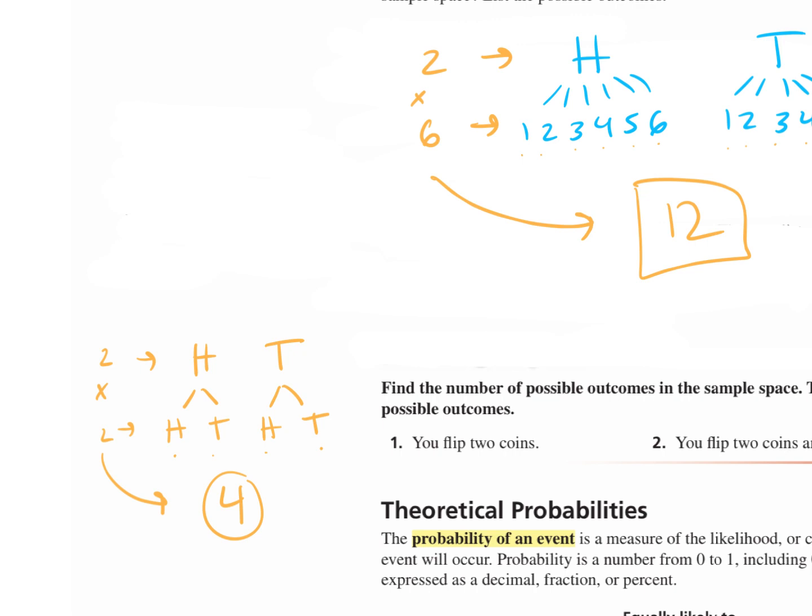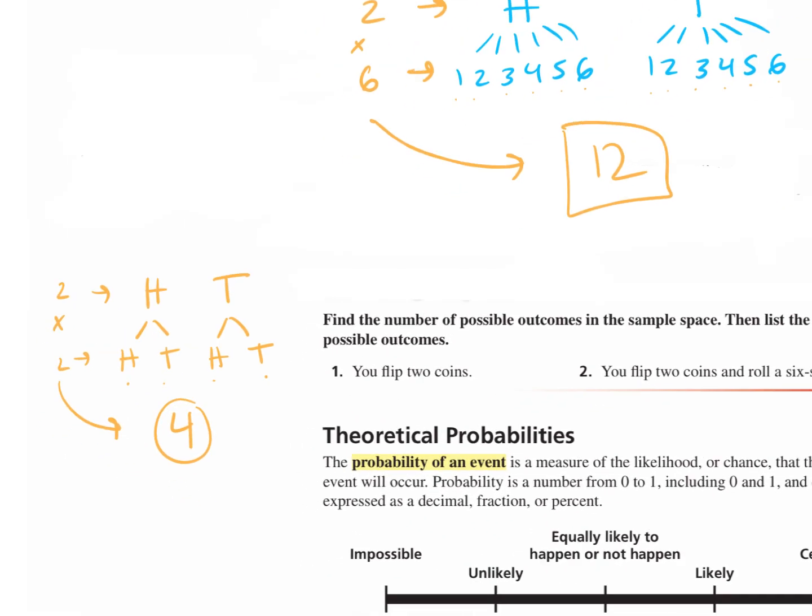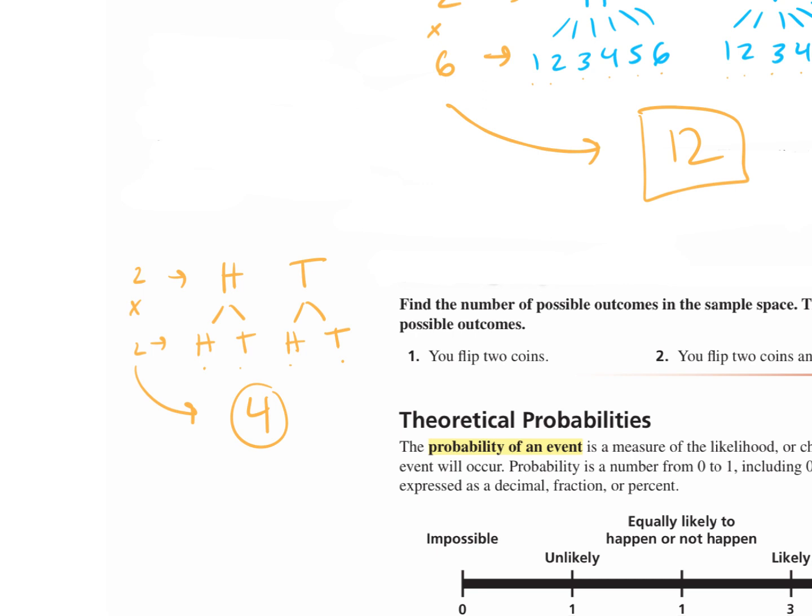Now, if it asks for what the possible outcomes are, you look at your tree branch here. So if I flip 2 coins, one possible outcome is heads, heads. Another possible outcome is heads, tails. Another possible outcome is tails, then heads. And then another possible outcome is tails, tails. So this is how I get the 4 possible outcomes.